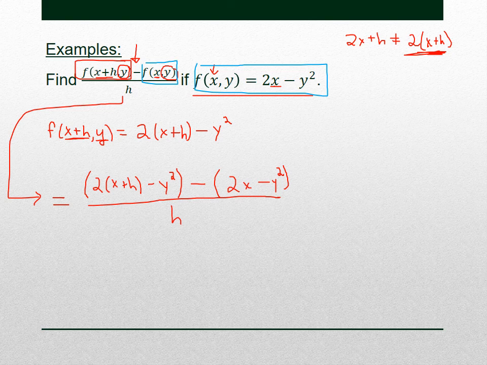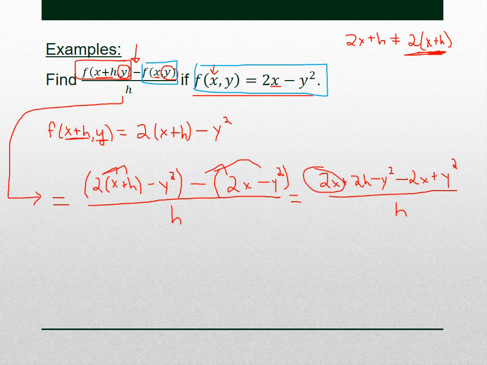We do want to simplify this thing. Now remember, when we simplified difference quotients for functions of one variable, a bunch of nice things happened. And what we got was that as long as we did everything correctly, if we didn't make any mistakes, then everything in the numerator that did not have an h canceled, and we were able to factor out an h and cancel it with the h on the bottom. That should still happen. So let's double check that it does. To simplify things, let's first distribute this 2 through, and we get 2x plus 2h minus y squared. And then we'll distribute this negative through, and we'll get minus 2x plus y squared over h.